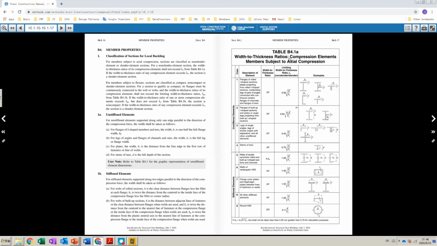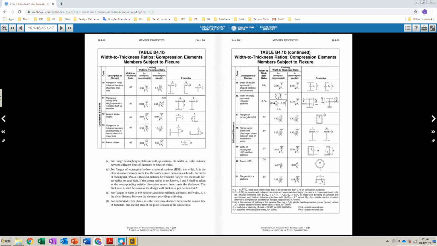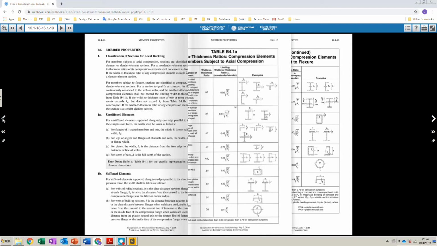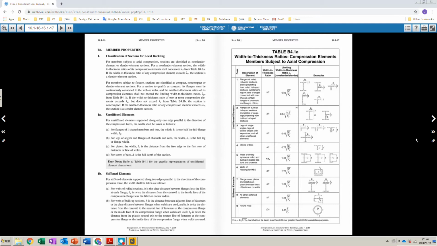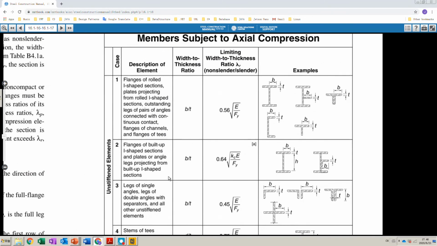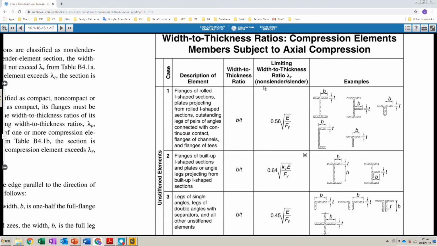If you read the title, Table B4.1a is for compression members. It gives the limits of width to thickness ratios for compression elements in members subjected to axial compression, so we are going to use it for compression member design. And Table B4.1b is for compression elements in members subjected to flexure. So it's actually for a beam, to check the local buckling of flexural members. So in column design, we check Table B4.1a. Okay, so let's zoom in, and we will see the width to thickness ratio limits.